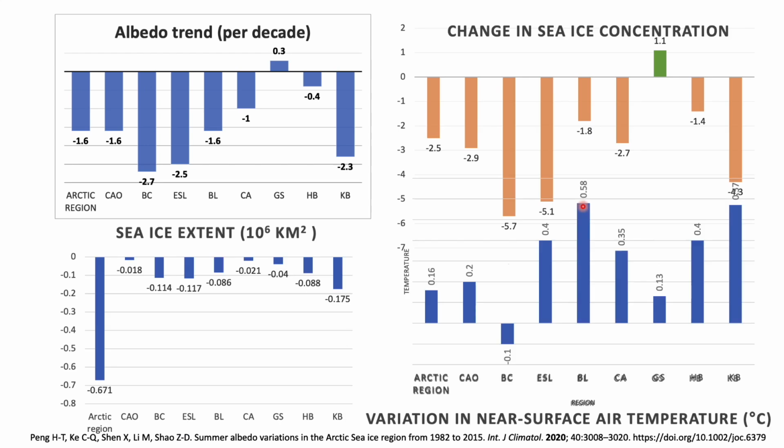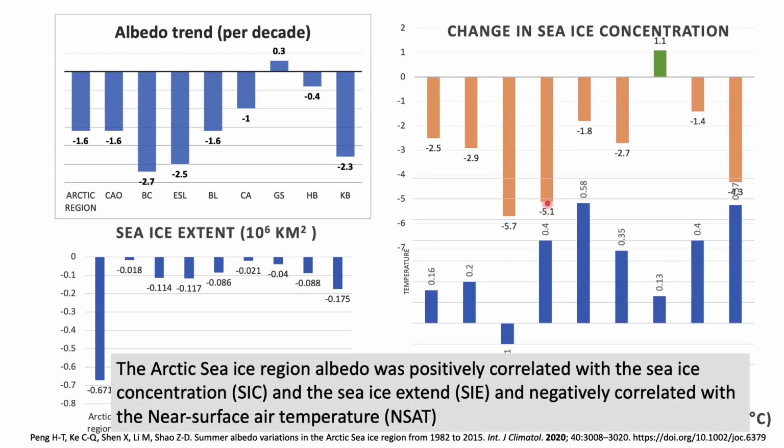So if you look carefully at all four things and compare, the Arctic sea region's albedo was positively correlated with the sea ice concentration. That means more albedo is due to more sea ice. Similarly, with the sea ice extent, when there is lots of ice, the albedo is also going to be high. So there is a positive correlation with sea ice extent and also sea ice concentration. But there is a negative effect with respect to the near surface temperature. This is how we can understand how the albedo works, and the albedo is directly related to the solar radiation received by the Arctic region.